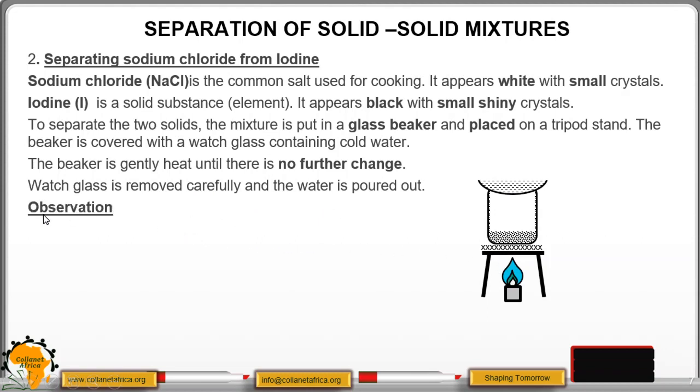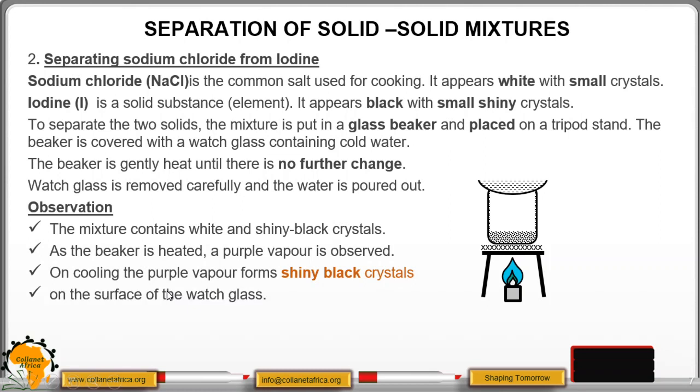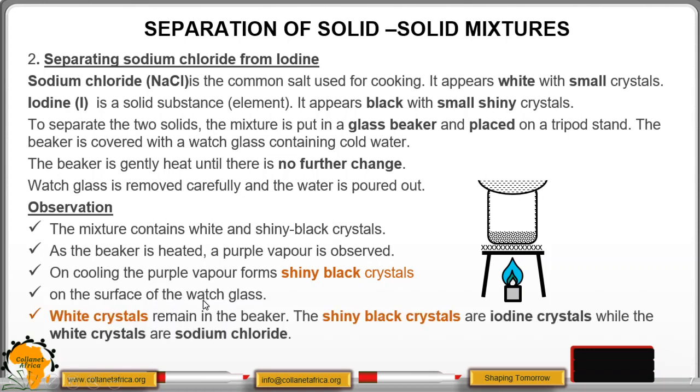So what happens, or the observation: the mixture contains white and shiny black crystals. As the beaker is heated, a purple vapor is observed. On cooling, the purple vapor forms shiny black crystals on the cold surfaces, on the surface of the watch glass. White crystals remain in the beaker. The shiny black crystals are iodine because it sublimes, while the white crystals remaining in the beaker are sodium chloride.